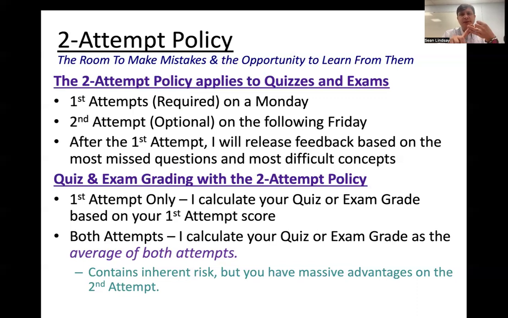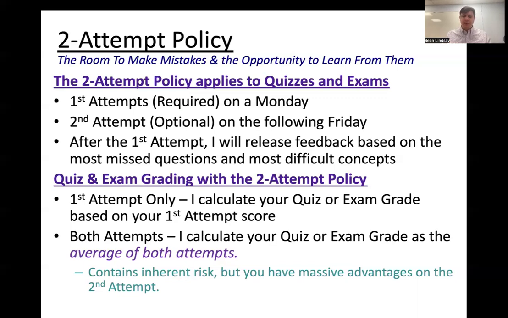You'll also have been able to test and see what you knew and didn't know, and have had time to go back and shore up other things that you weren't super comfortable on, what you missed the first time around. Plus, you're going to have my feedback and all that time for studying. So on the second attempt, you have a massive advantage if you actually do something about it.